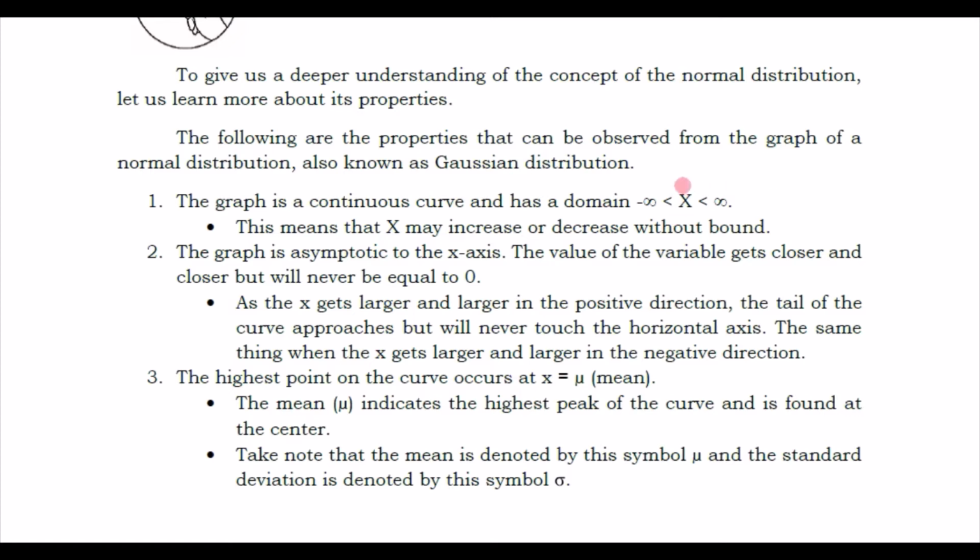At the middle, we have here the mean. In between the negative infinity and the positive infinity, we have here the mean. So it means we have two ends. The one on the left side is the negative infinity, and on the right side we have the positive infinity.